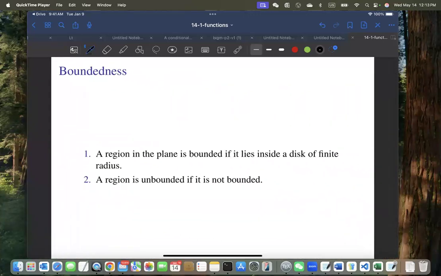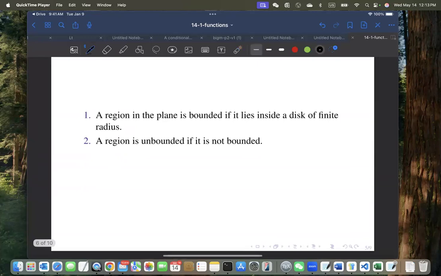Another concept is boundedness, or unboundedness. A region in the plane is bounded if it lies inside a disk of finite radius. Otherwise, it's called unbounded. So what it means is, for example, there's a big region. You can imagine this is Massachusetts, the whole state. It is big, but it is still bounded because I can cover it with an even bigger disk.